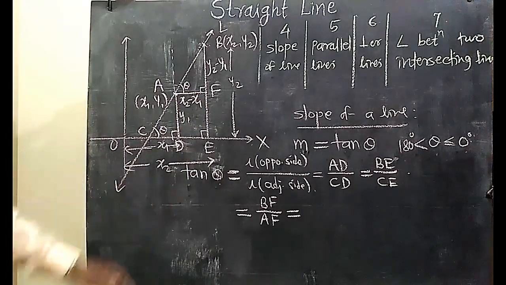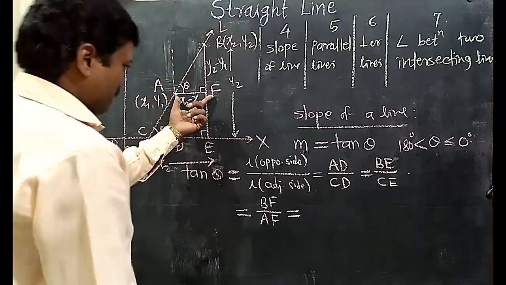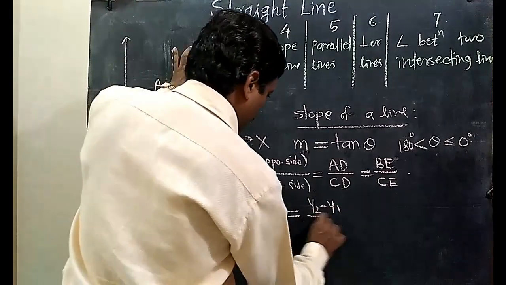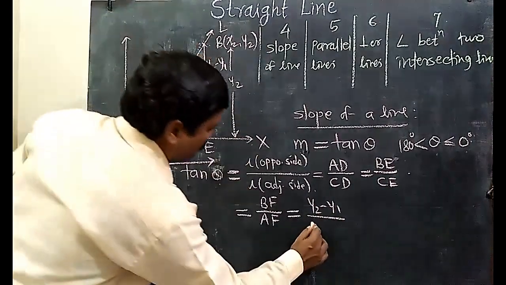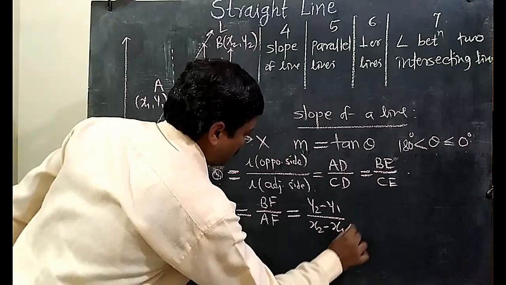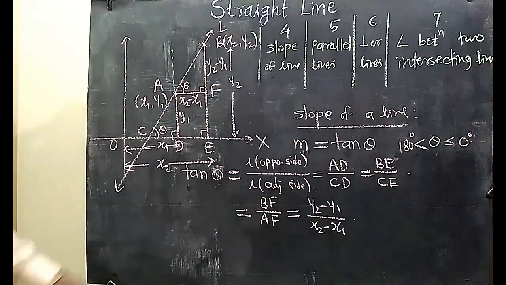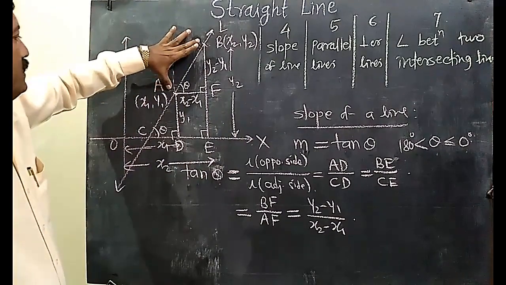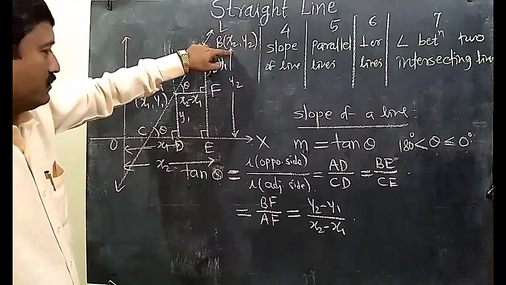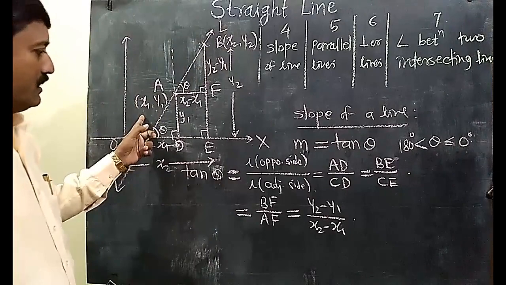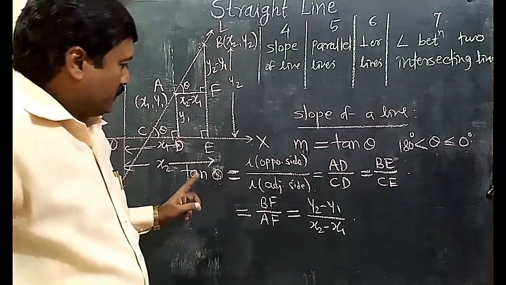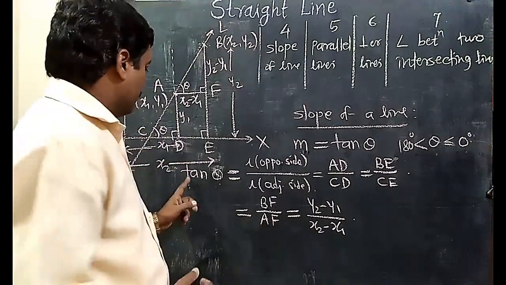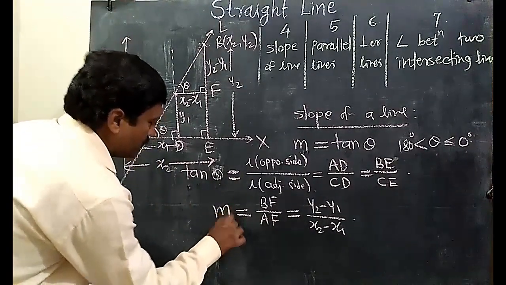So let us put the values of BF and AF. BF is y2 minus y1 and AF is nothing but x2 minus x1. So we get the formula for tan theta. If you know two points on a line, (x1, y1) and (x2, y2), then using the coordinates of the two points on the line, we can find the tangent ratio of inclination of that line by using this formula. And this tangent ratio of inclination of a line is nothing but the slope of the line.